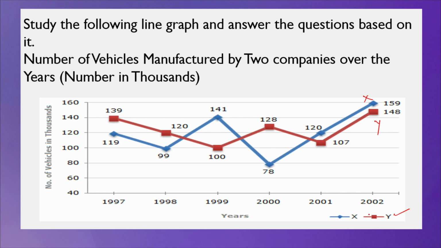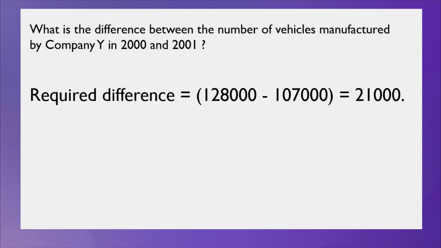So, in 2000 it is 128,000. Okay. In 2001 it is 107,000. So, the difference is 21,000. So, the answer is, the difference between the number of vehicles manufactured from 2000 to 2001 is 21,000. So, this is the information you have to calculate, clear.